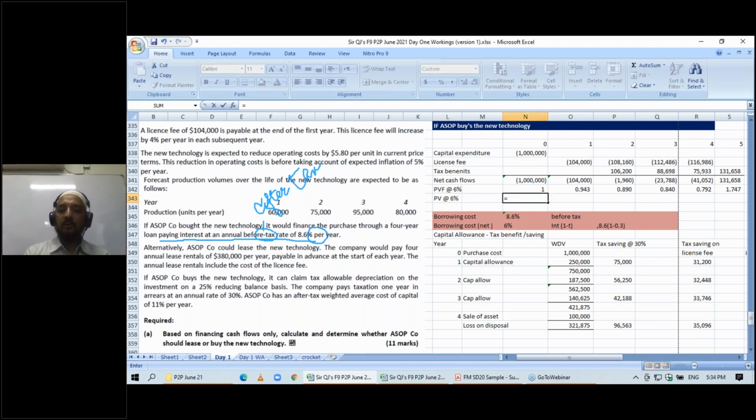Multiply the net cash flow with the present value fraction to arrive at the net present value. Okay, now add all these present values to arrive at the net present value.